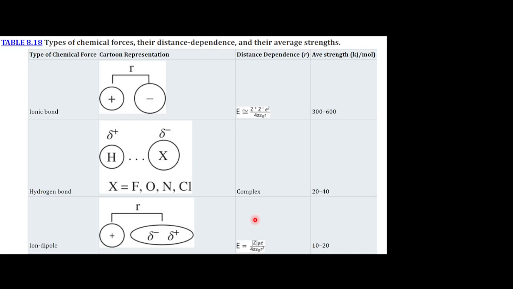This is ion dipole interactions. And so we have a dipole. It could be H2O or something like water. And they're going to have a drop off the radius, of course. It's only going to depend on one charge here, and then it's going to depend on your dipole over here. And it drops off as a square function. And this is going to have average strength somewhere in the 10 to 20.